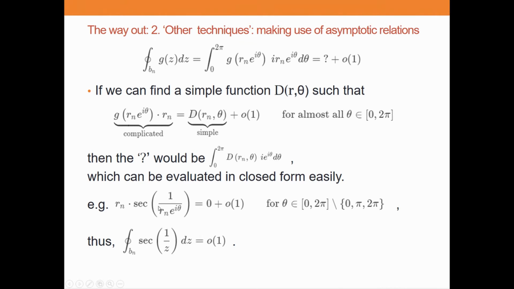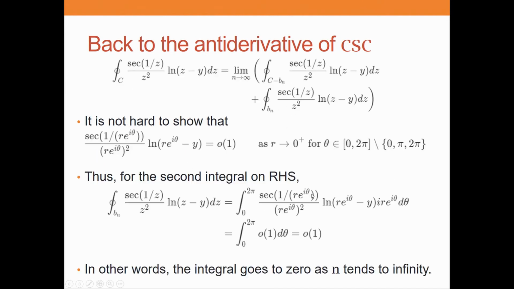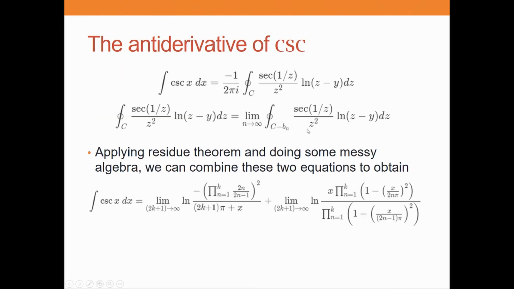For example, if g(z) is secant 1 over z, then we can see that the integrand is indeed vanishing for almost all theta, and thus the whole integral is indeed vanishing as well. So going back to the antiderivative of cosecant, we will start at this contour integral, and if we modify the contour, then we can see that indeed the second integral is 0 under the limit as n tends to infinity. We can show that the integrand is vanishing, so the integral is vanishing as well.